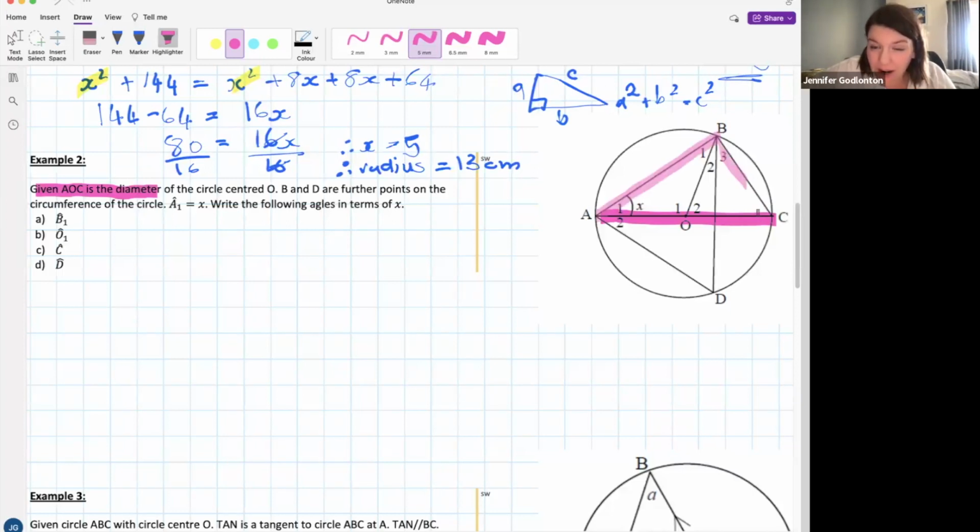When we have a triangle like that, where we have a diameter and then we go to the circumference of a circle, what does that mean about angle B? You don't need to give me the reasons just yet, but what would that mean about angle B? What would angle B be?